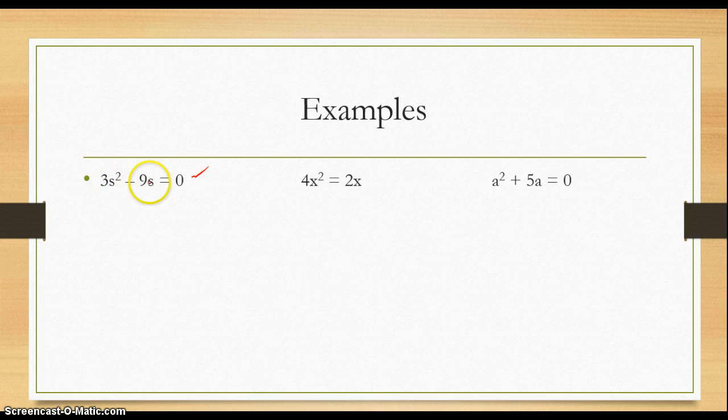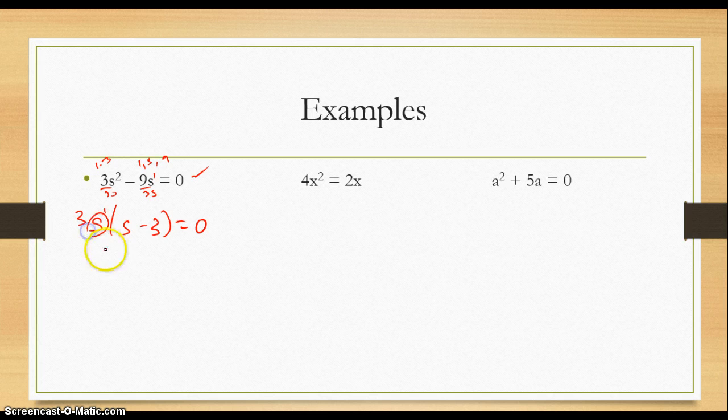Well, they have s squared and s. Well, the greatest number that they have in common is just 1s. Greatest common factors of 3 are 1 and 3. And 9 are 1, 3, and 9. So we know we can take out a 3. 3s. So we divide each of these by 3s. We're left with s minus 9 divided by 3 is 3 equals 0.